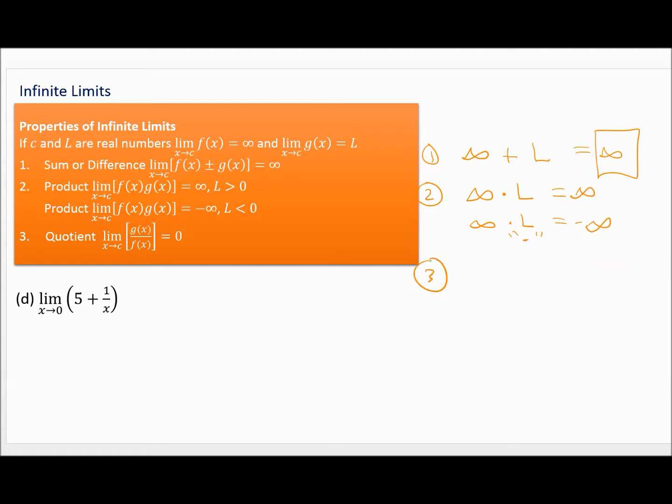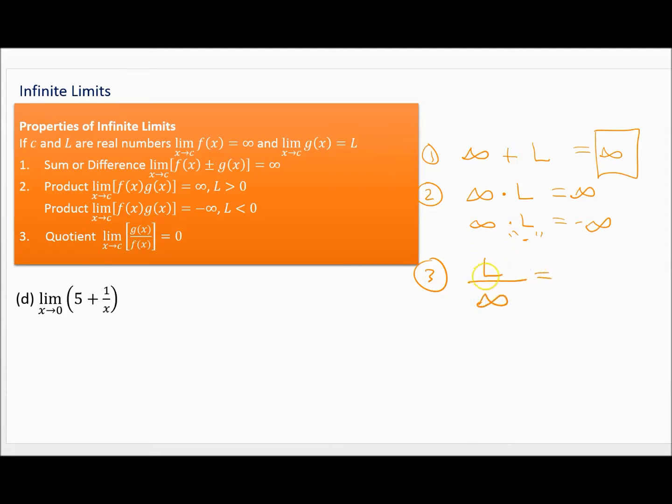You're going to use this a lot, by the way. If we have the limit as x goes to c of g of x divided by f of x. Remember, the limit as x goes to c of g of x is just a number, L. And the limit as x goes to c of f of x is infinity.